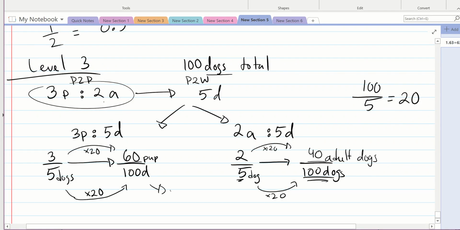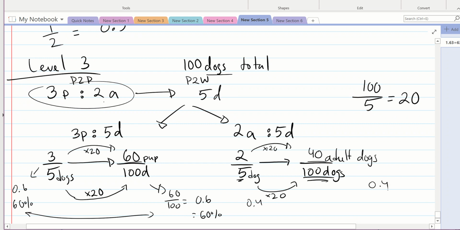And also, just to check, 60 divided by 100 gives us 0.6, which is also 60%. And 3 divided by 5 is also 0.6, which is 60%. So it checks out. We're doing it right. Same thing, 2 divided by 5 is 0.4. 40 divided by 100 is also 0.4. That's how you check.